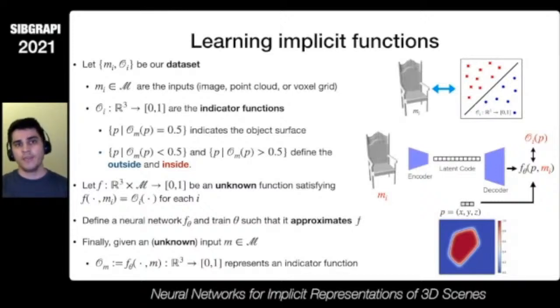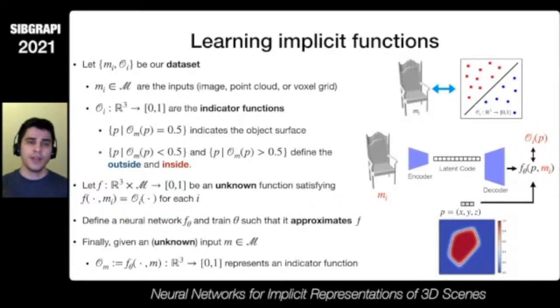Now, let f be an unknown function with domain in the three-dimensional Cartesian space containing the input domain. This function must be an indicator function when restricted to an input. This is a requirement. We also require that for each pair (Mi, Oi) in the dataset, the function restricted to Mi must coincide with the indicator function Oi.